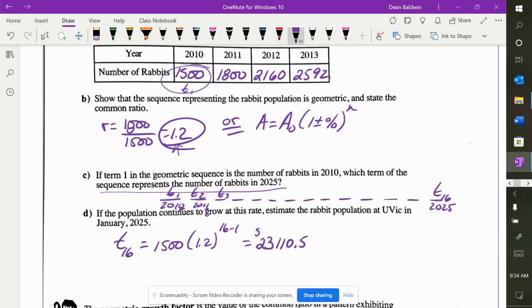23,110.5. That's a lot of rabbits. 23,000 and a half? Yeah, they had a half rabbit. What is that? I roasted the half. Can you show us the picture? It's like a double. All right, so 23,000 rabbits.